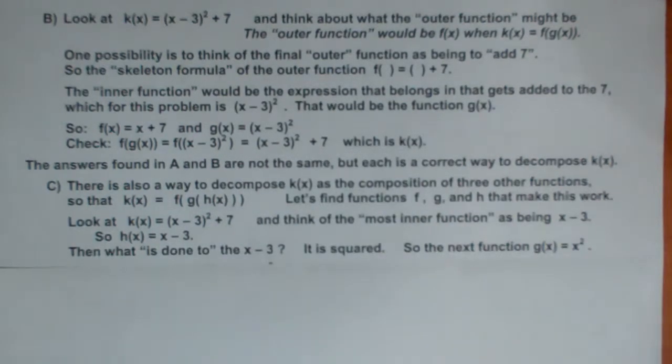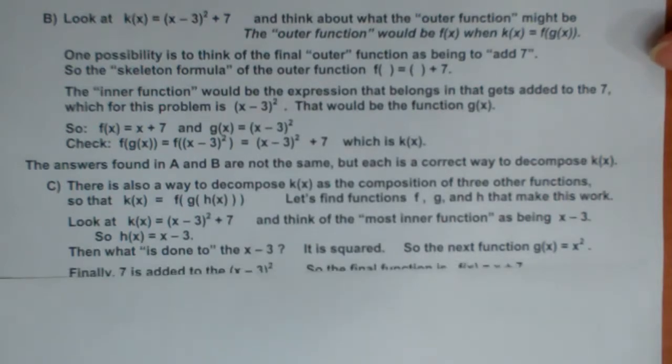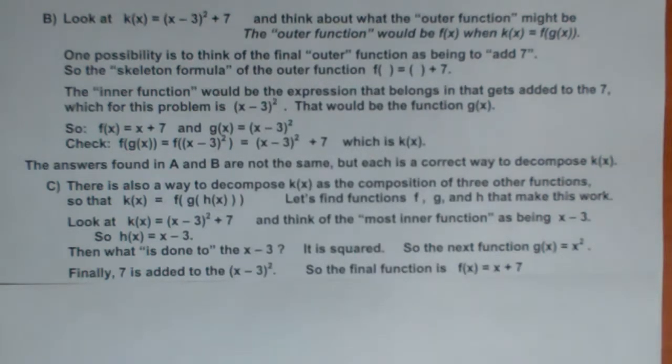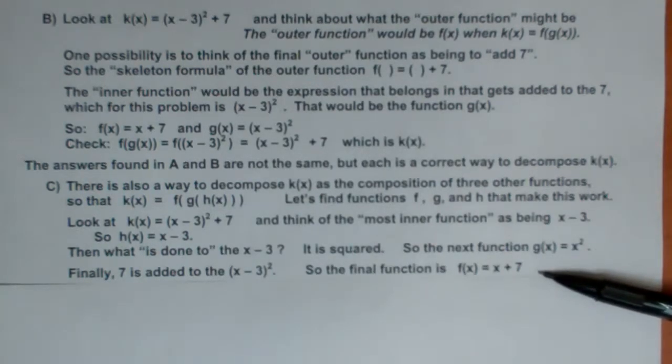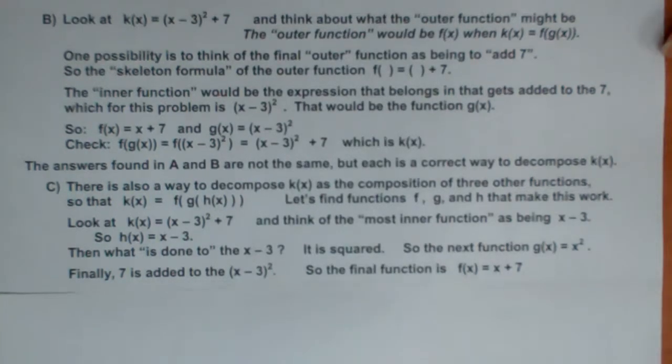Then what gets done to the x minus 3? Well, it's squared. So the next function, g of x, would be x squared. And finally, a 7 is added to the (x minus 3) quantity squared. So the final function would be f of x equals x plus 7.